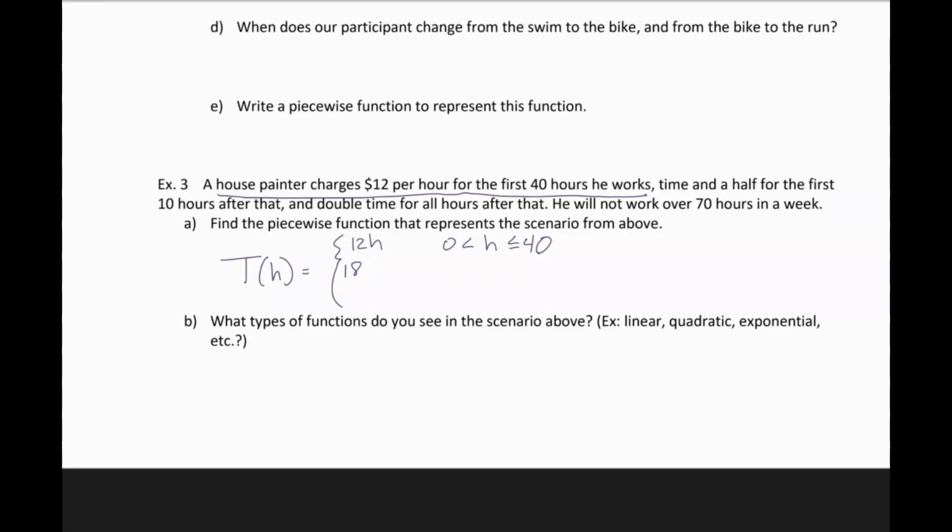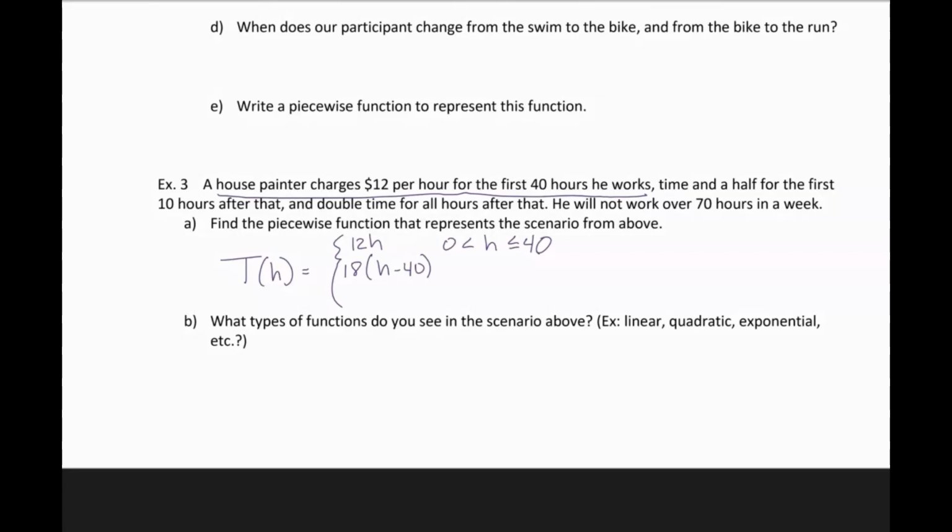Now, am I just going to write 18H? Now, because think of it this way. If I'm working 45 hours, am I all of a sudden, for all of those hours, going to be paying him $18 an hour? For which hours am I paying him 18? The first 10 hours after the 40 hours. Yes. So what you do here is you take away 40 from the number of hours he's worked. So if he worked 45 hours, it would be 45 minus 40. I'm only paying 18 for 5 hours.